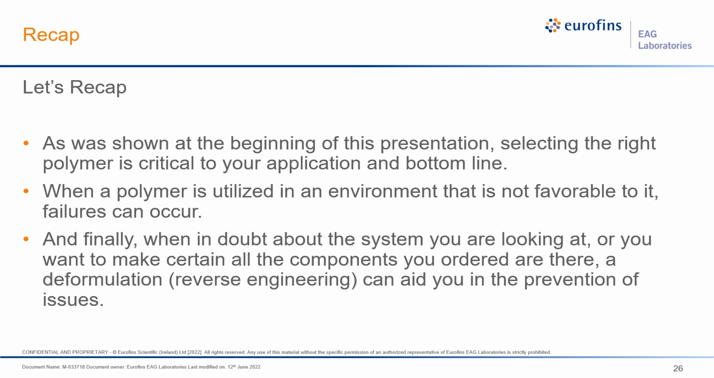Let's recap. It was shown at the beginning of this presentation that selecting the right polymer is critical to your application and bottom line, not only for performance, but also the trust and confidence of the consumer. When a polymer is utilized in an environment that it is not favorable to, as we saw with the tombstones on the fluorescent lights, failures can occur. If the right material is not selected, again, a failure can create an issue. And finally, when in doubt about the system you are looking at, or you want to make certain all the components you ordered are there, a deformulation or reverse engineering can aid you in the prevention of these issues.